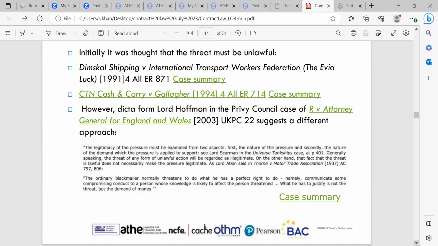Lord Scarman in the Universal Tankships case said that, generally speaking, the threat of any form of unlawful action would be regarded as illegitimate. On the other hand, the fact the threat is lawful does not necessarily make the pressure legitimate. As Lord Atkin said in Thorne and Motor Trade Association 1937, the ordinary blackmailer normally threatens to do what he has a perfect right to do, namely communicate some compromising conduct to a person whose knowledge is likely to affect the person threatened. What he has to justify is not the threat, but the demand of money.